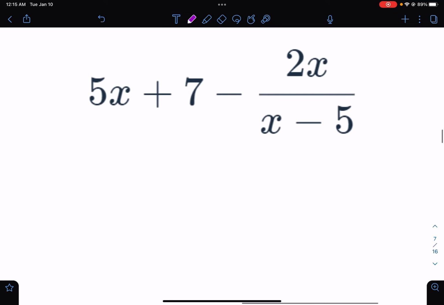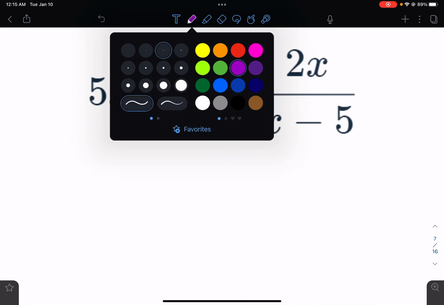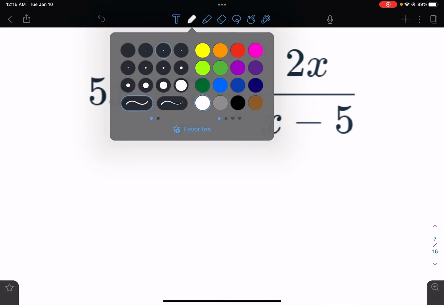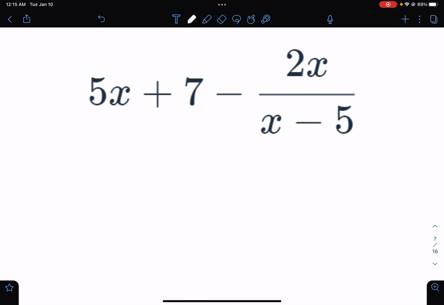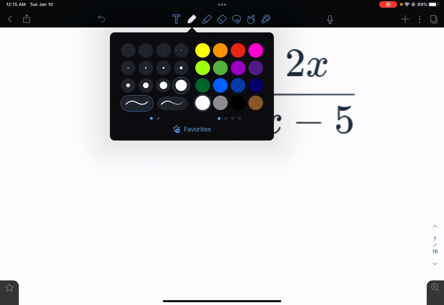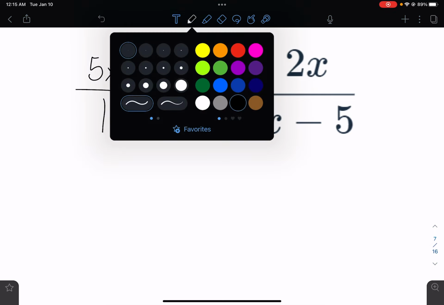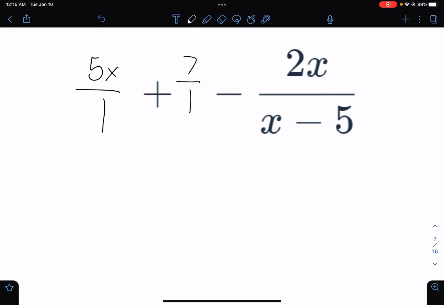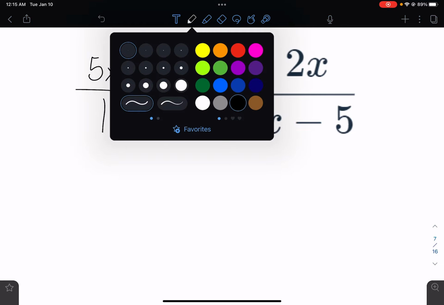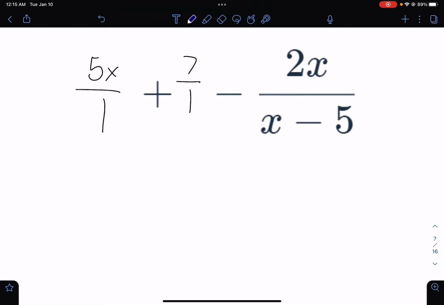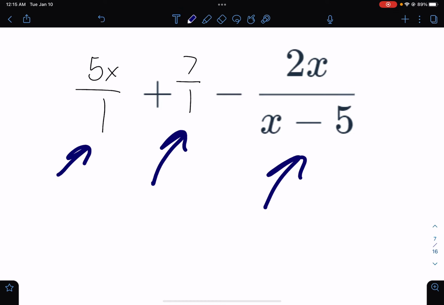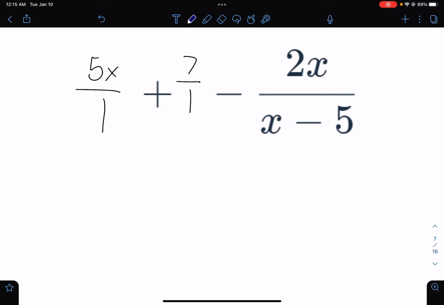All right, next one. There's kind of two ways to view this. I was debating which way to teach it to you guys. I think I'm still going to teach it as two separate terms. So again, we're going to treat these as if they're fractions. We have a 5x, but that's like 5x over 1, right? And then we've got our 7, which is the same as 7 over 1. So if we're looking at our denominators, this guy doesn't have anything, this guy doesn't have anything, but this guy's got an x minus 5. So they all need to have an x minus 5.